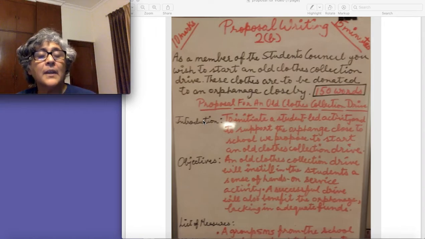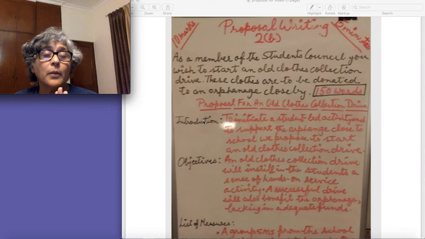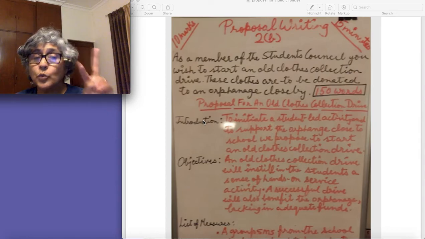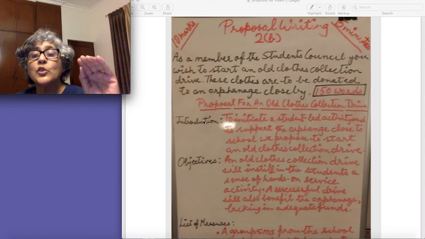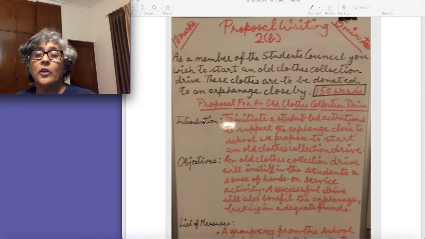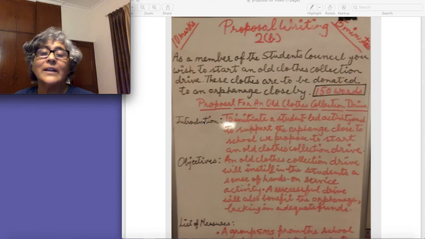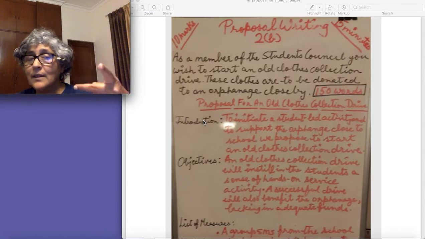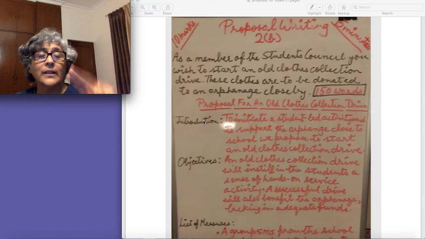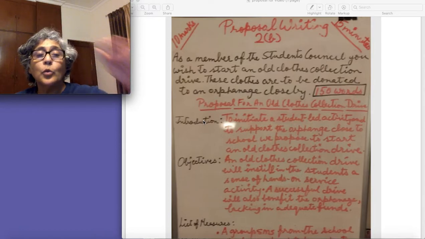Then come to the next important part, which is the introduction. Put a colon. Introducing what the proposal is all about. So, there are two factors to the proposal, one is the student council and one is the orphanage. That has to be mentioned. So, you mention to initiate a student led activity and to support the orphanage close to the school, we propose to start an old clothes collection drive. Very simple, to the point. Student focus is there, and the orphanage focus, both are there. So it's very clear to the principal who is going to do it and for whom. That's it. Who is going to do it and for whom should be the introduction.